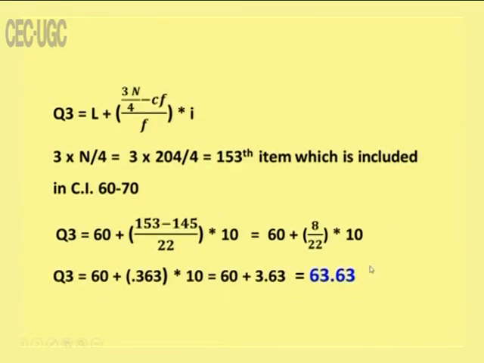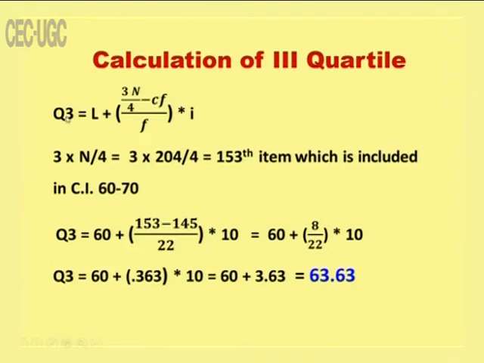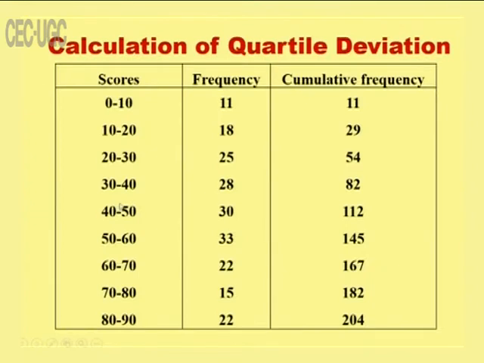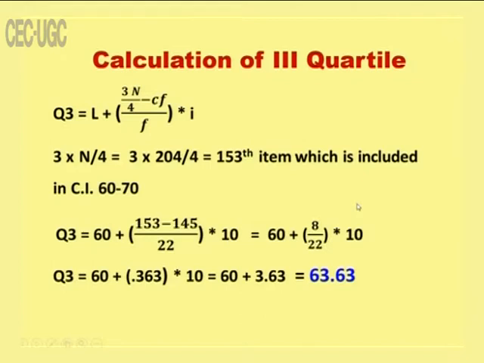Now, similarly, we have to calculate the third quartile. The formula is more or less the same, and here instead of n by 4, we have to put 3n by 4, and all other terms have a similar meaning. L is the lower point of the class which has the third quartile, and Cf is the cumulative frequency of the class preceding the third quartile class interval. Here the 153rd item is included in 60 to 70, and therefore the third quartile is somewhere in this class interval. By applying the formula, we find Q3 is equal to 63.63.